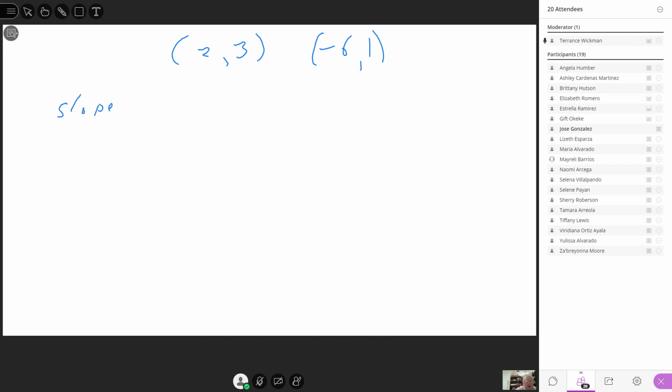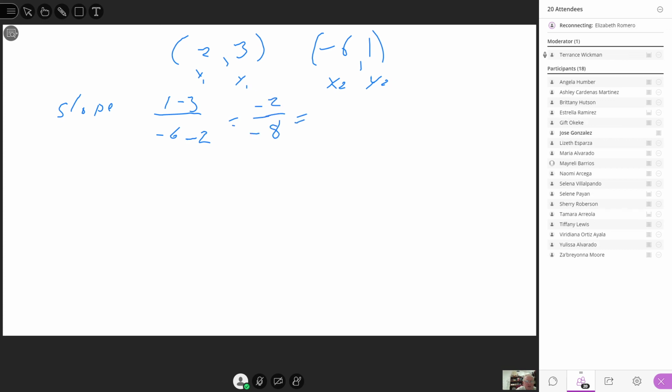So we're going to take y2, 1, minus 3. We'll call this x1, y1, and x2, y2. So 1 minus 3 over -6 minus 2, which gives you -2 over -8, which gives you a slope of 1/4. There's a negative over negative, which is a positive.